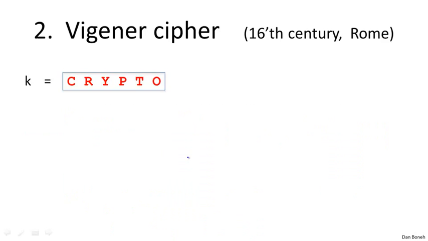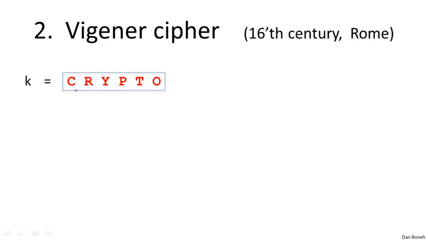So now we're going to fast forward to the Renaissance, moving from the Roman era to the Renaissance, and look at a cipher designed by a fellow named Vigenère who lived in the 16th century. He designed a couple of ciphers. Here I'm going to show you a variant of one of his ciphers. This is called a Vigenère cipher.